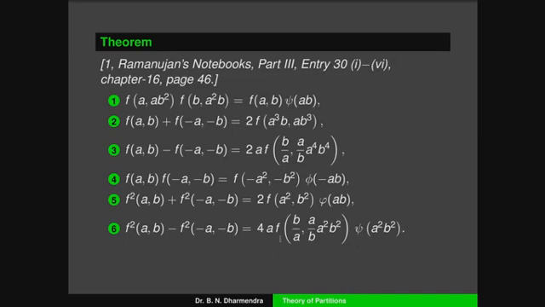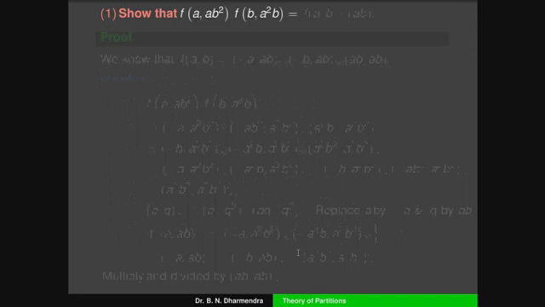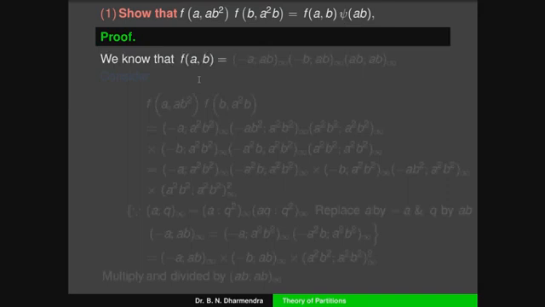You can prove these one by one here. Show the first result: f(a, ab^2) times f(b, a^2 b) is equal to f(a, b) times psi(ab). This is in terms of f(a, b), so we use the Jacobi triple product identity, or a q-product. We know that f(a, b) is equal to (-a; ab)infinity (-b; ab)infinity (ab; ab)infinity. Using this expansion, we can consider the left-hand side.